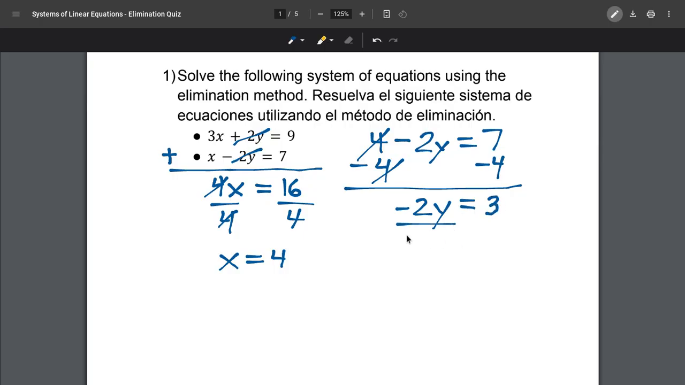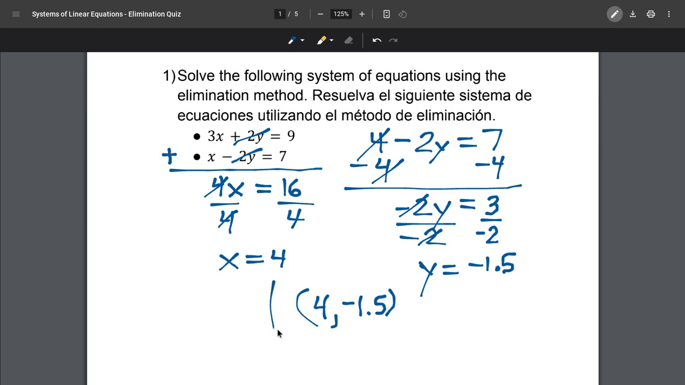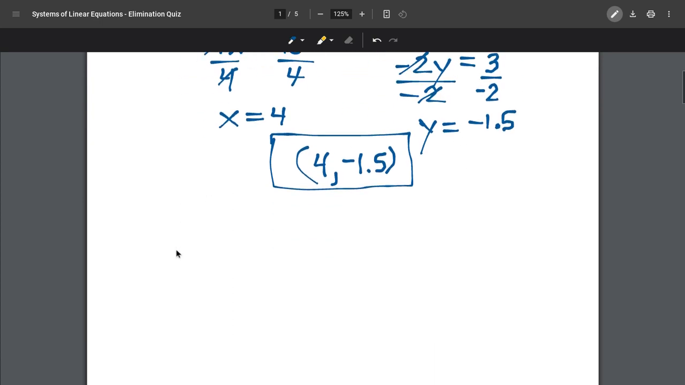We'll divide both sides by negative 2. Negative 2's will cancel on this side, and we'll get y equals 3 divided by negative 2, which is negative 1.5. So my solution here is going to be 4, negative 1.5. And I like to put it in a box here so everyone knows that this is my solution. Okay, let's keep going and go to the second one.